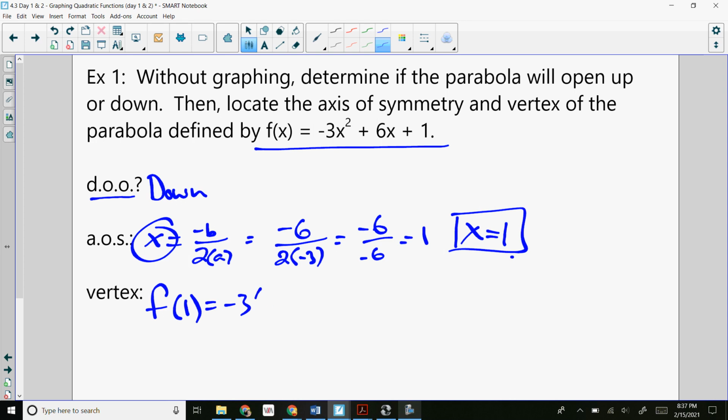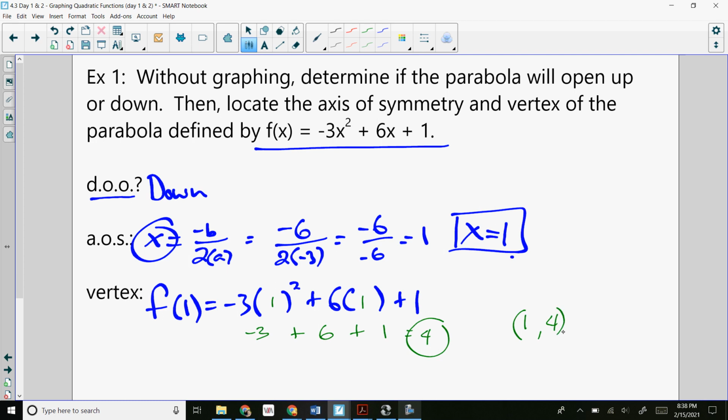It's going to be negative 3. And then I'm going to fill in a blank here. So blank squared plus 6 times blank, blanks wherever the x's are, plus 1. And then in those blank spots, we're going to put a 1. 1 squared is 1. 1 times negative 3 is negative 3. Plus 6 times 1 is 6, plus 1. Negative 3 plus 6 is positive 3. Positive 3 plus 1 is 4. Okay, again, the x value that we used there was 1, and the y value that spat out at us is a 4. So (1, 4) is going to be the vertex of this quadratic equation.